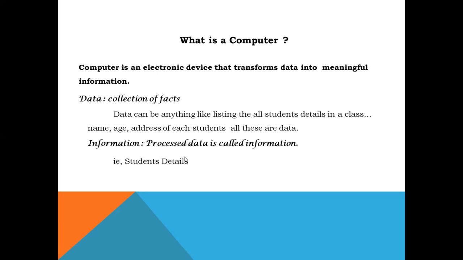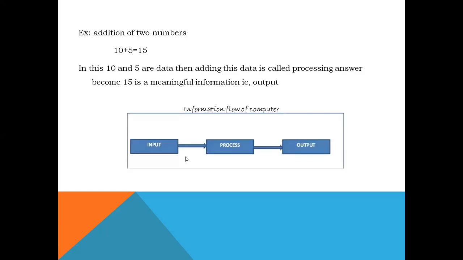For example, if we want to add two numbers 10 and 5, then 10 and 5 are data, and adding this data is called processing. The answer becomes 15. 15 is a meaningful information, that is output.